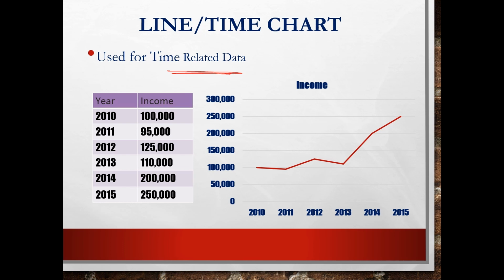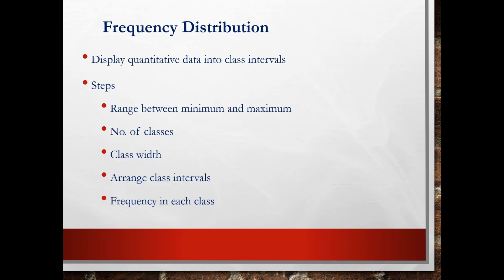Otherwise, if you draw it for categorical variables which do not have a time relationship, the order you have maintained can change the line that comes up. But one has to maintain this order when it is a time related variable.